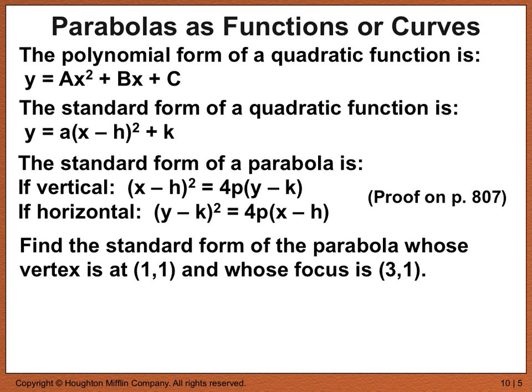Let's look at this example. Find the standard form of the parabola whose vertex is at the point (1, 1) and whose focus is the point (3, 1). Basically, what you have to do is figure out which standard form you're going to use, vertical or horizontal, and then you just fill in the givens.